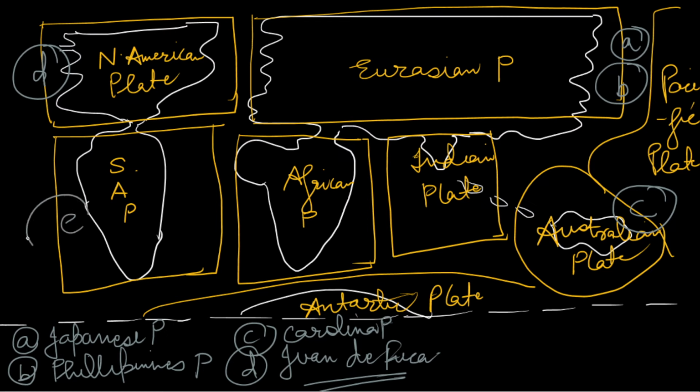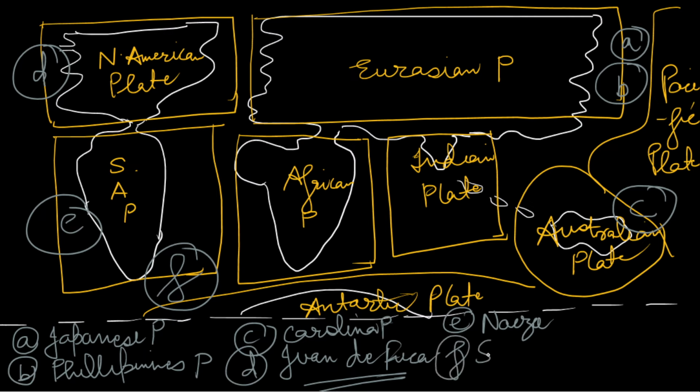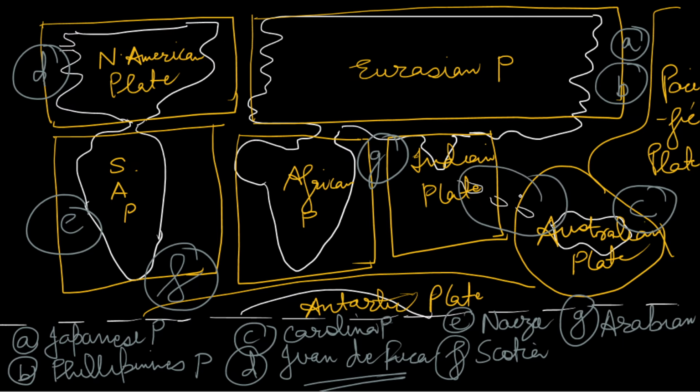Then in the western boundaries of South America we have Nazca plate. E is Nazca plate. Then here in the south eastern part of South America we have Scotia plate, F. Scotia plate. And G here in between Indian and African plate you will find Arabian plate. G is Arabian plate. And here these island arcs which you can see is H. H is the Burmese plate.